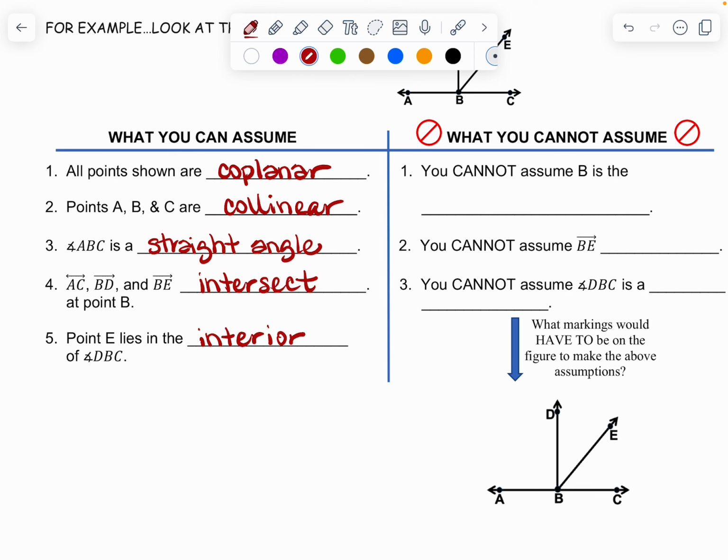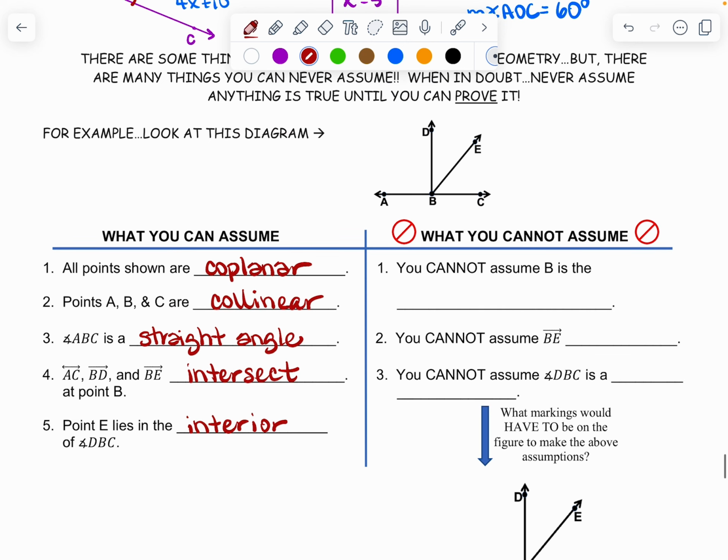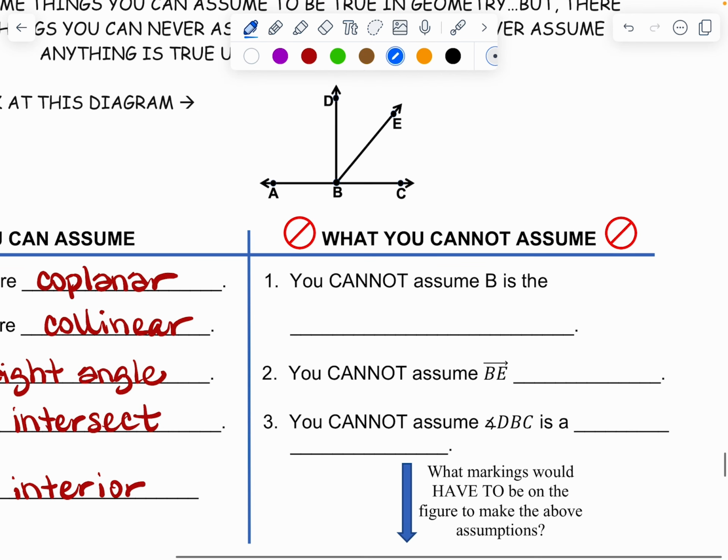three-dimensional. Okay, all right, the most important part, though, to me is what you cannot assume. So these are probably the three biggest mistakes that students make at first, right? Assuming things about the picture to be true that you can't possibly. So in this one, you cannot assume that point B is the midpoint of segment AC. No matter how much it looks like B is smack dab in the middle between A and C, I can't make that assumption at all.